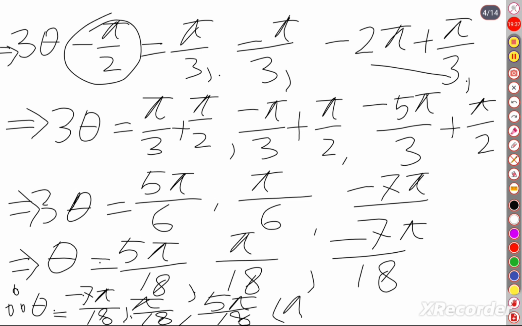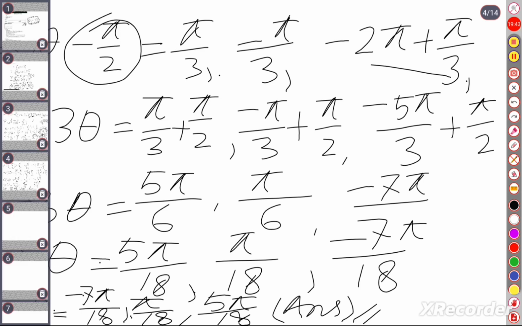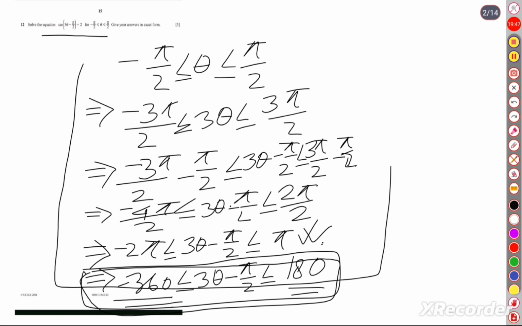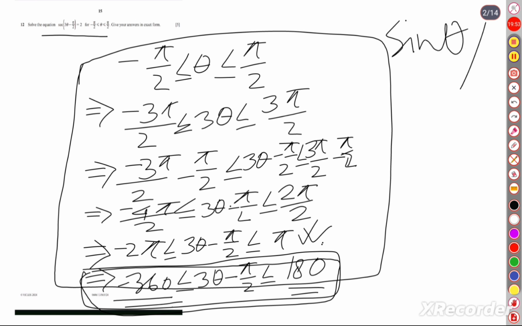That's all about the solutions. So what are the key points here? First of all, we will have to find the domain. If the sinusoidal graph, I mean sine theta or cos theta, is not given directly, that means this is a transformed graph.